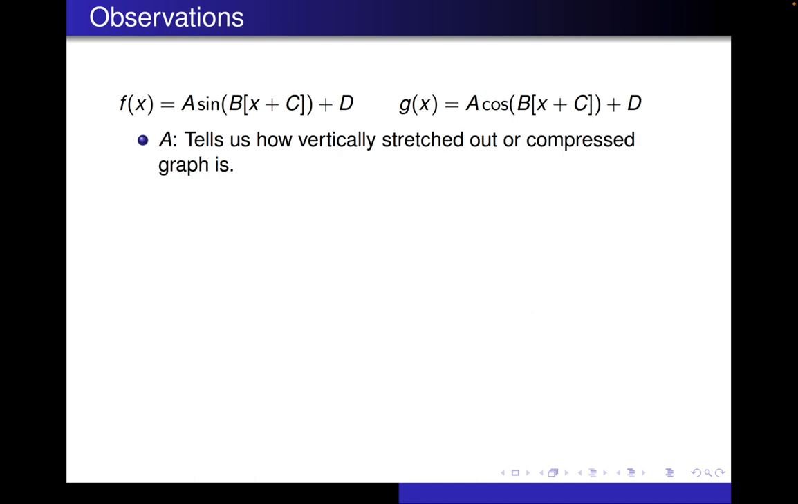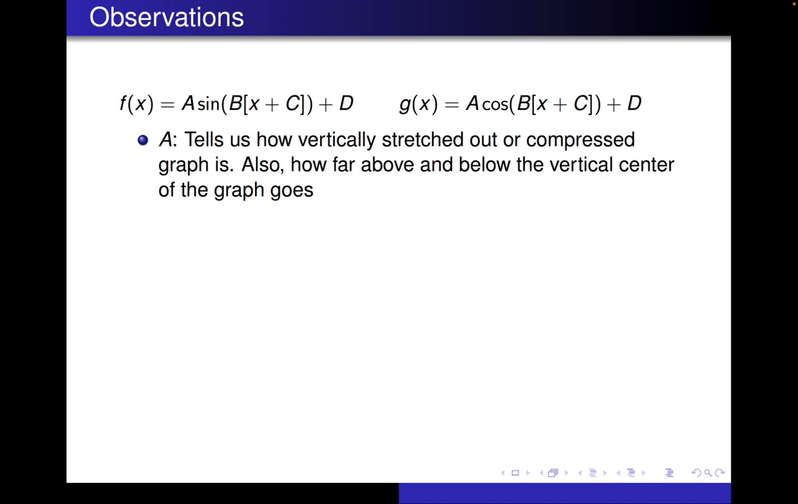Well, again, a does a vertical scaling, either stretching or compression. So that tells us how vertically stretched out or compressed the graph is. And it also tells us how far above and below the vertical center the graph goes. So in other words, the highest points get stretched out by a factor of a up, the lowest points get stretched out by a factor of a down. And that is going to be what we're going to call the amplitude of the graph. So a is literally the amplitude of the graph. And we'll see how that actually factors into the actual graph of a sinusoidal function when we do our example.